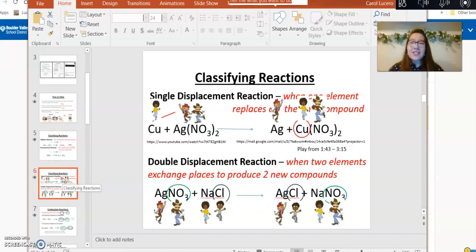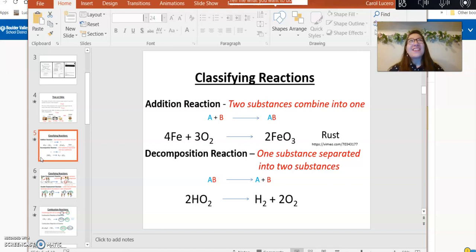We also have our single displacement and double displacement, where we have 1 atom and a pair, and then they switch off. Double displacement is 2 pairs, and they both switch. I like to talk about these reactions like you were going to a dance. An addition reaction is basically like one person goes to the dance single, another person goes to the dance single, and in an addition reaction, they end up at the end of the dance together. Decomposition is where you have a couple, they go to the dance, they have a fight, and then they break up, so they're both single at the end.